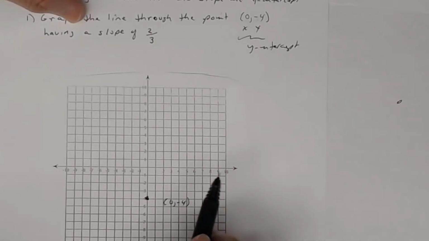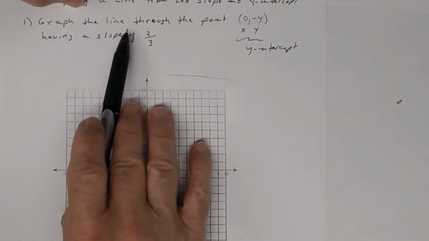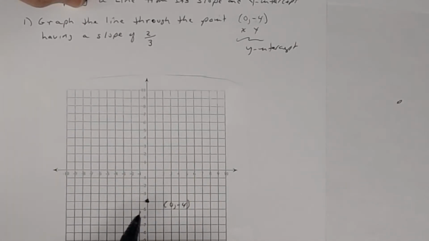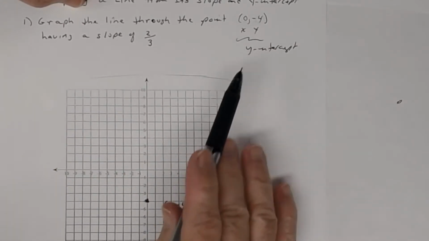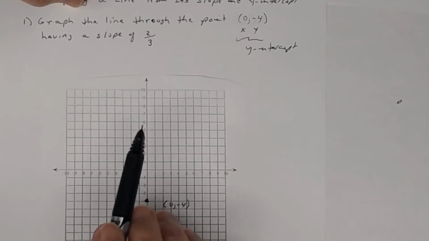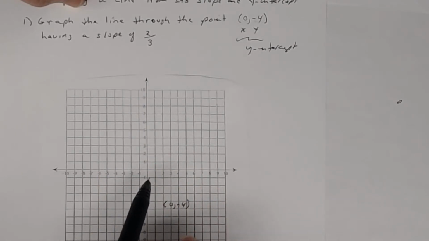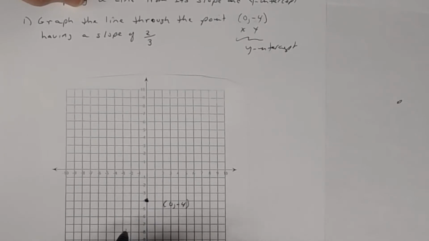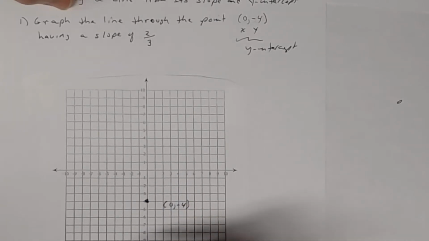Okay? Now, we want to use the slope. So remember, to graph a line, you need at least 2 points. Right now, I only have one, and that's the y-intercept. That's all I have. So I'm going to use the slope to find another point. Once I find those 2 points, I'm going to draw my line.